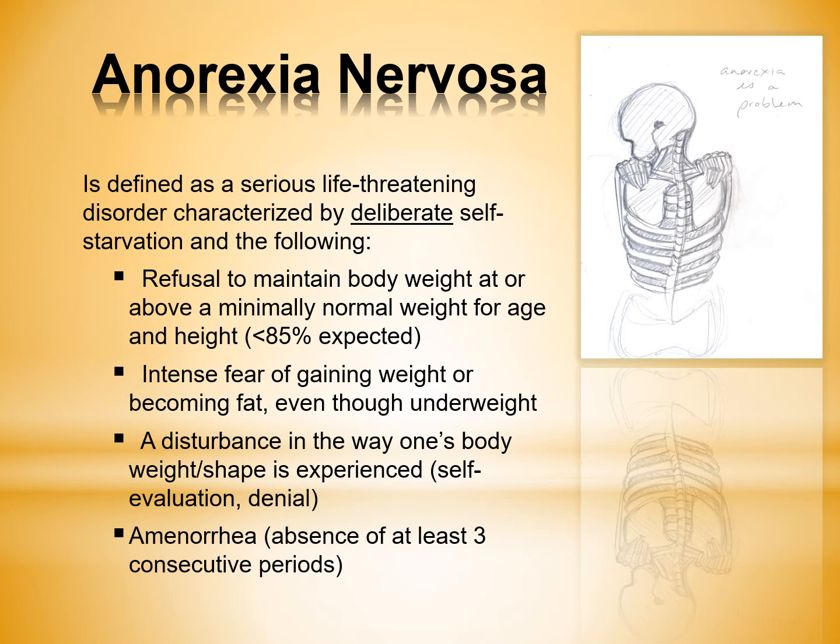Less than 85% of expected weight. Intense fear of gaining weight or becoming fat, even though they're underweight. So they do have this distorted image of themselves. They have a disturbance in the way one's body weight and shape is experienced. Self-evaluation and denial is constantly happening in their minds. They may also develop amenorrhea, which is the absence of at least 3 consecutive menstrual cycles or periods for women.